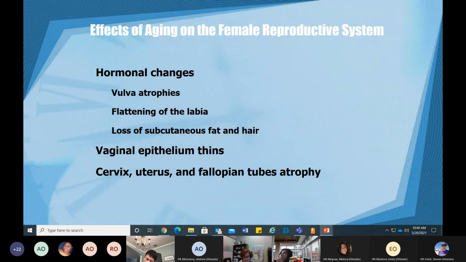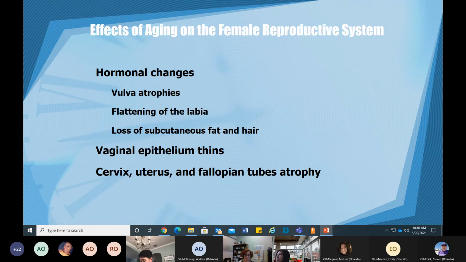So here are the effects of aging on the female reproductive system. The vulva atrophies, the labia begin to flatten out, and then subcutaneous fat and hair begin to disappear in the lower areas of the body around the perineal area. So important to know the effects of aging on the reproductive system. So please be sure you remember these things. The vulva gets kind of tiny, it atrophies. The labia on both sides.